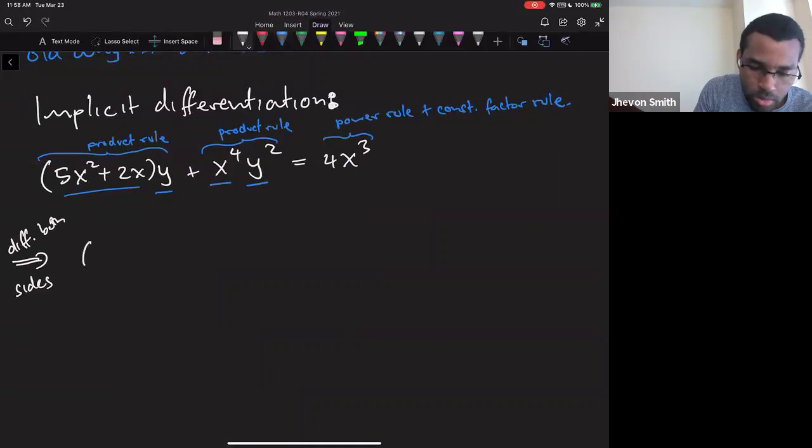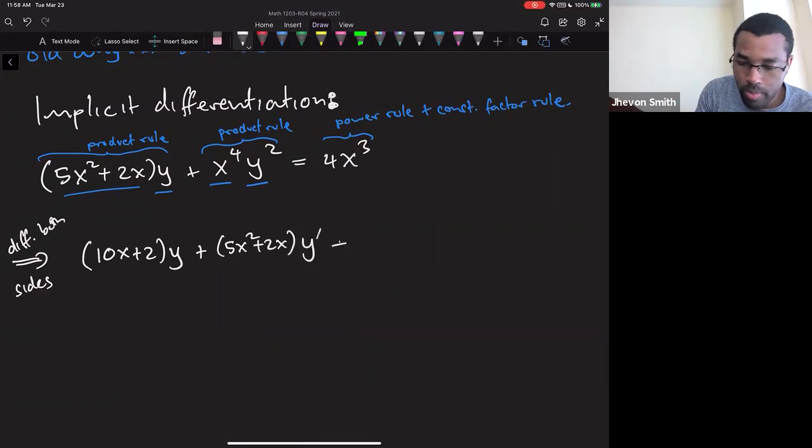Differentiate the first term, leave the second. So that's 10x plus 2. Plus, leave the first, differentiate the second. It's just y prime. Plus, differentiate the first term, leave the second. Plus, leave the first term, differentiate the second.